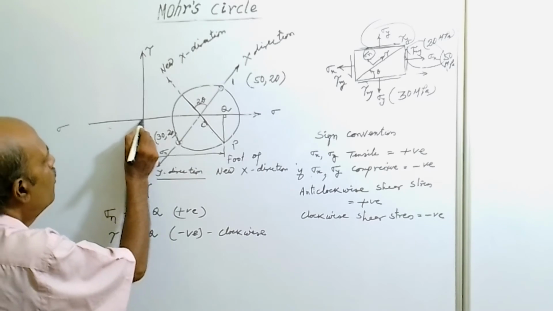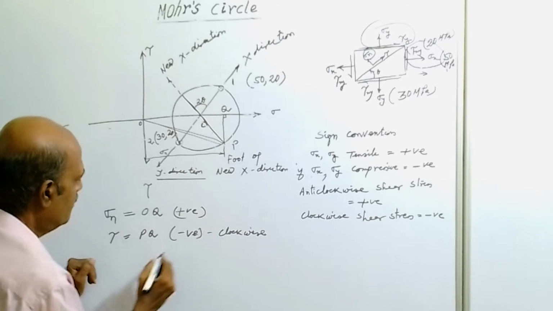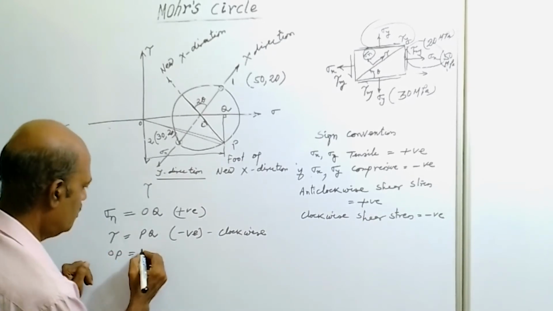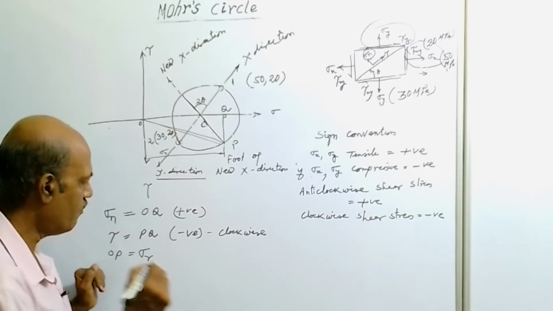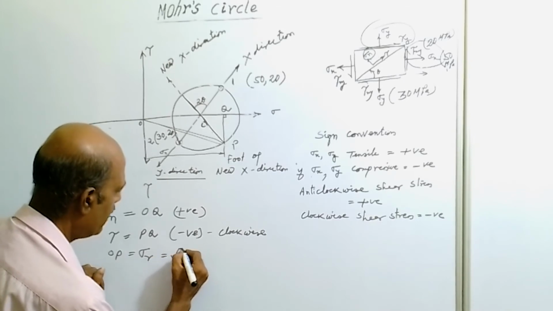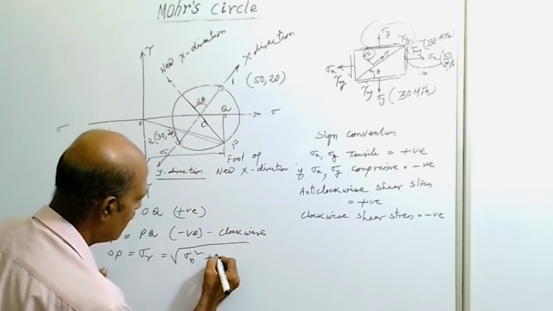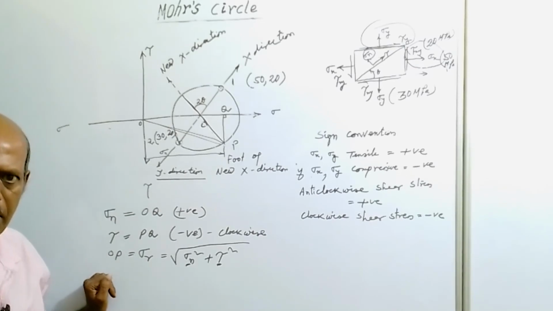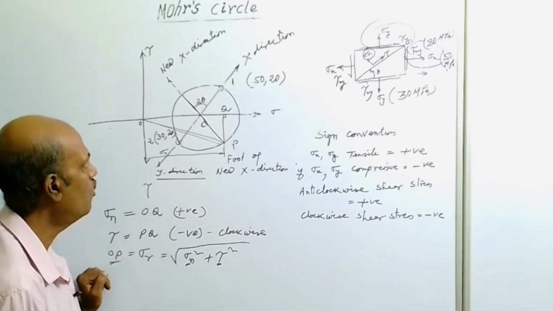Now join O to P. This distance O to P will give you the sigma r value, that is the resultant stress on the inclined plane, and analytically it will be root over of sigma n square plus tau square. So sigma n and tau are the stresses on the inclined plane. So what will be the resultant stress? Root over of sigma n square plus tau square. So that is given by distance OP.